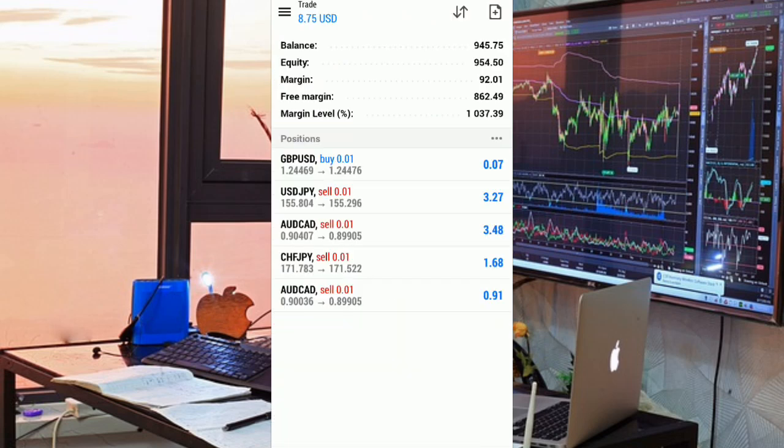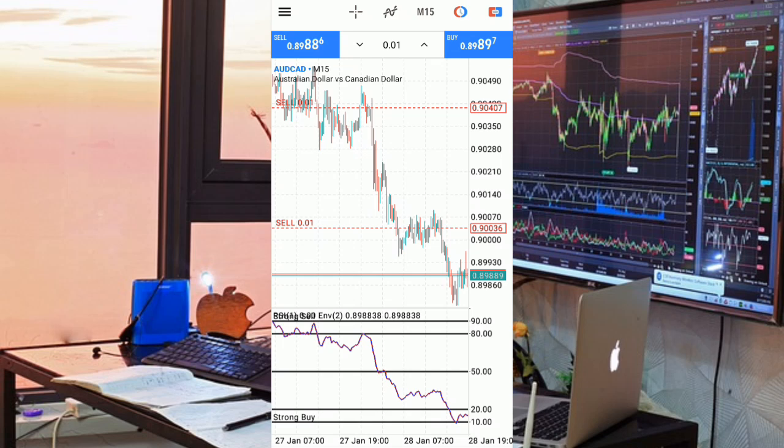But just look at the results. These are all 0.01 lot size. Just imagine if I decided to take a risk and add and make it a bigger lot size. Imagine where I would be right now. So guys, this thing is really working. It's really that simple, very much simple. As I said last time, this thing, you just go up here.